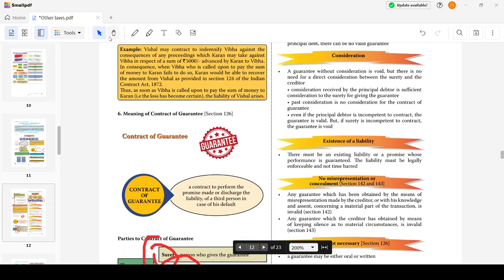Consideration. A guarantee without consideration is void. This could be an MCQ. A guarantee without consideration is void, but there is no need for direct consideration between the surety and the creditor. Consideration received by the principal debtor is sufficient consideration for the surety for giving the guarantee. Past consideration is no consideration for the contract of guarantee. Whenever a question comes on consideration with respect to guarantee, you have to write all these four points. It's very important.